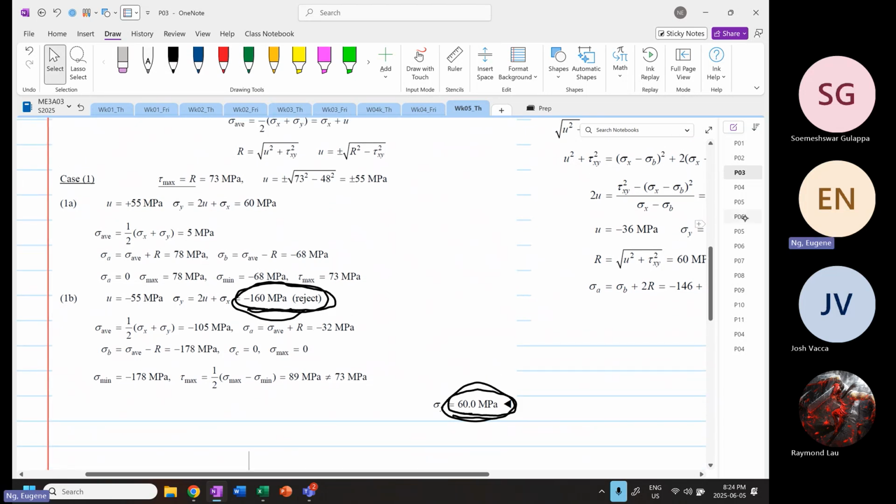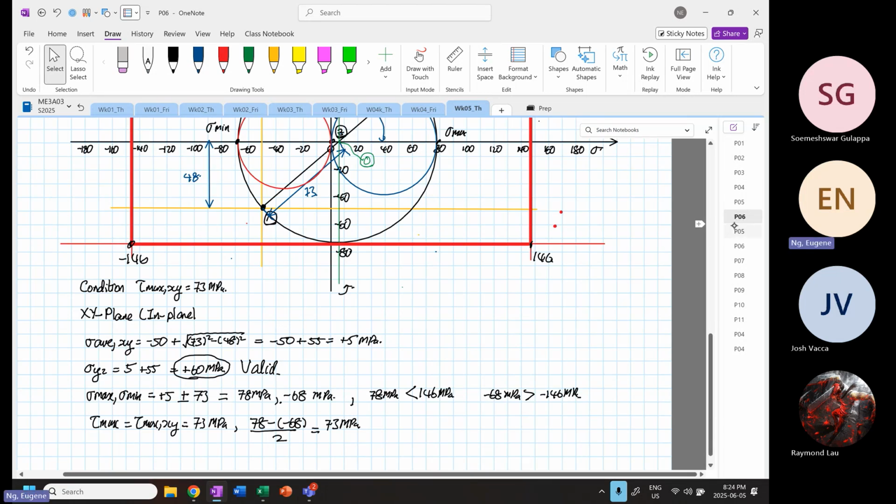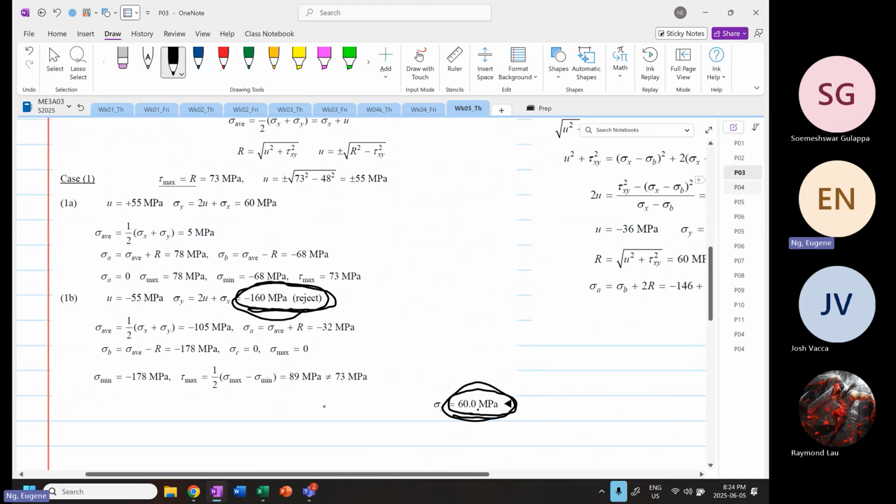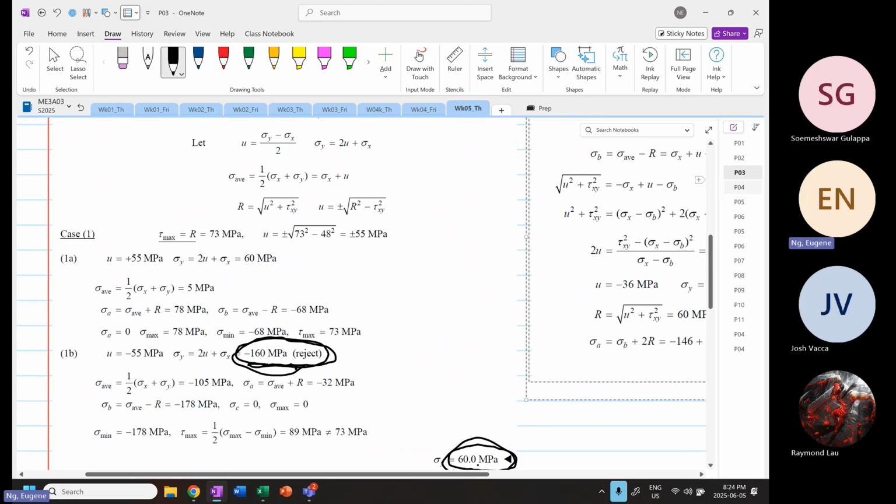What is our answer? I forget. Is our answer 60? Yeah, 60 is valid. Okay, 60 is valid. And they started calculating, wait, they have this one rejected. Wait, 60 is valid. Where did they get their 60? Case number 1A. Oh, okay, this is their 60 valid.